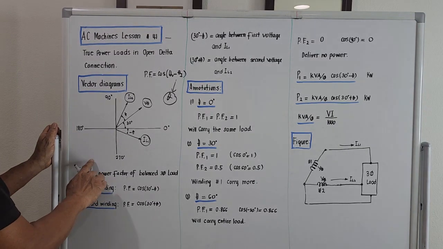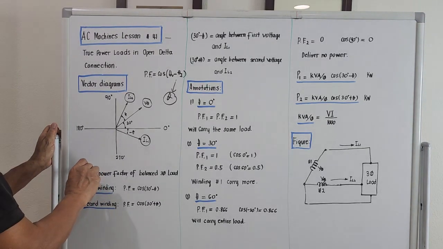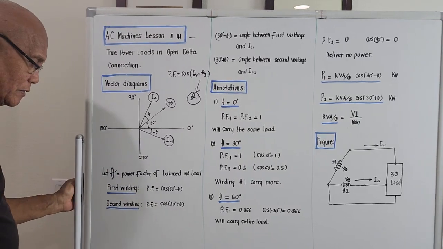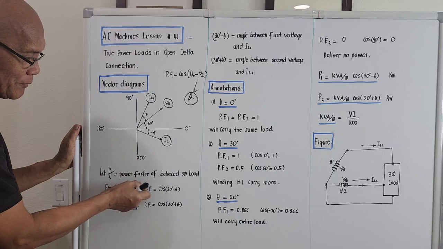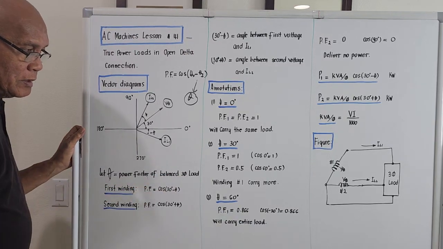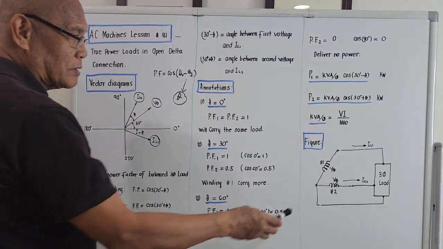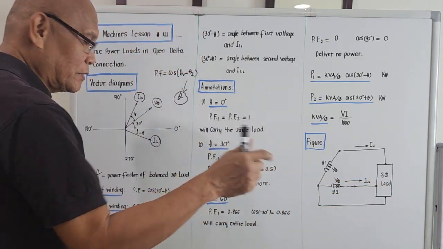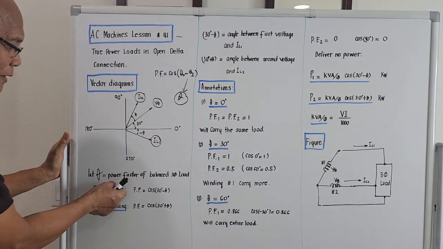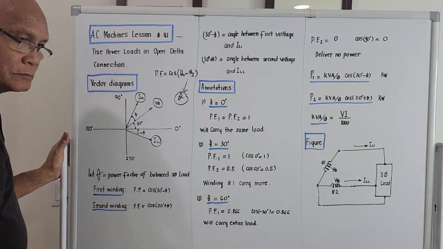Oh, this is angle theta. Am I still on camera? Oh, this is angle theta. I let angle theta equal the power factor of the balanced three-phase load. On the secondary side, the three-phase load is balanced, and I represent it here. Angle theta will be the power factor of the balanced three-phase load.